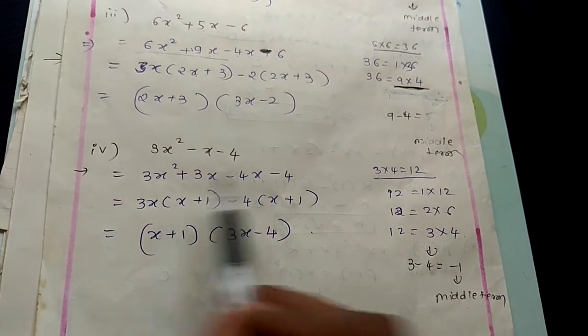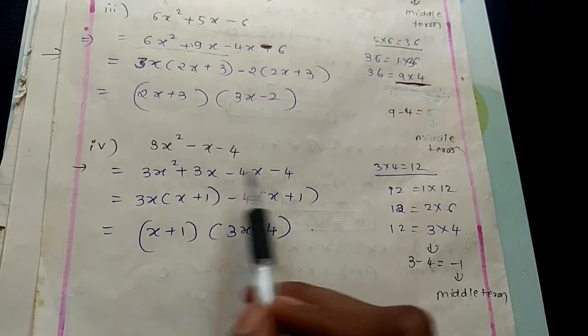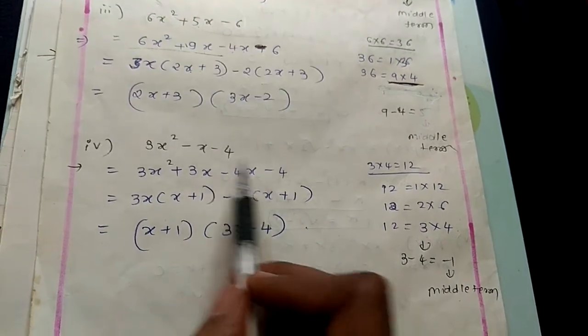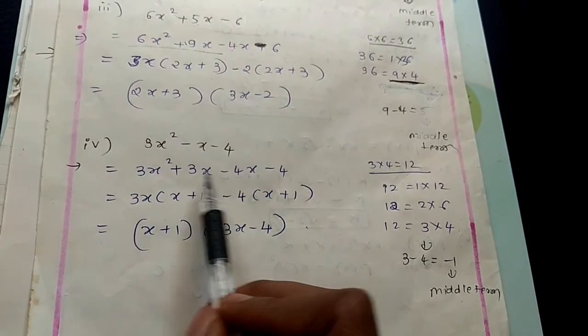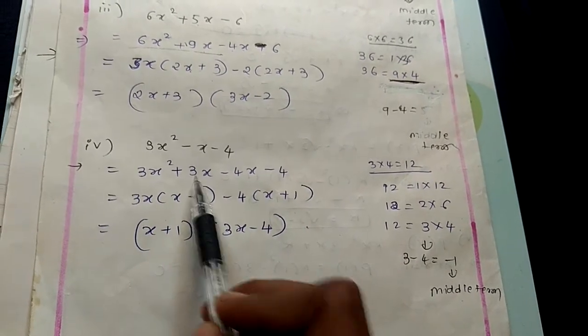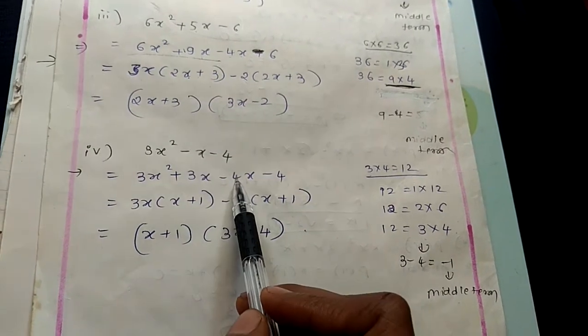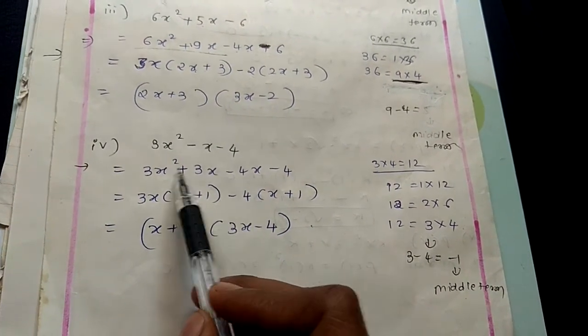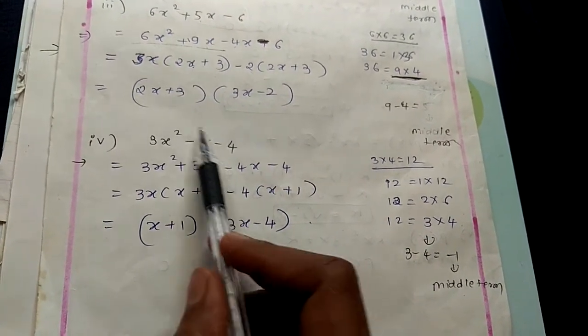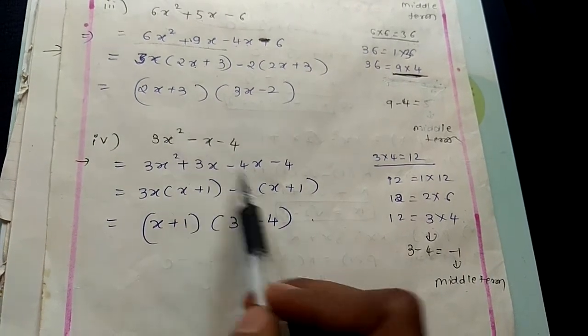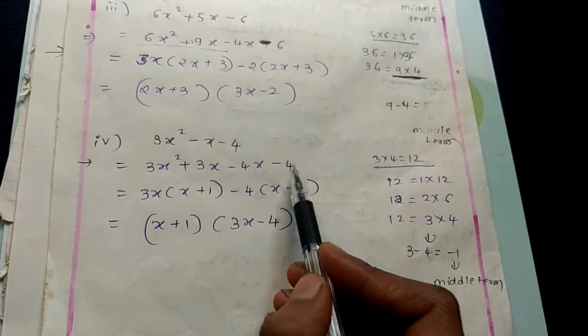So 3x square will be as it is, minus 4 will be as it is. 3x and 4x inside. Now after subtraction, as we know, 4x minus 3x will be 1x. We wrote it here, and we always give the sign of the bigger digit. So here 4 is bigger, so this will be minus, and you have to make this plus in order to make the signs suitable. And minus 4 will be here.